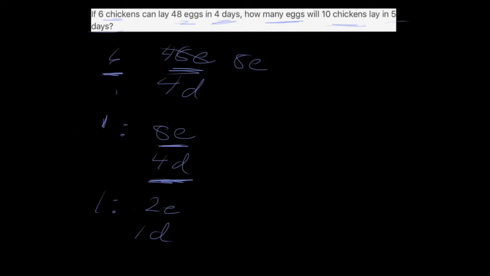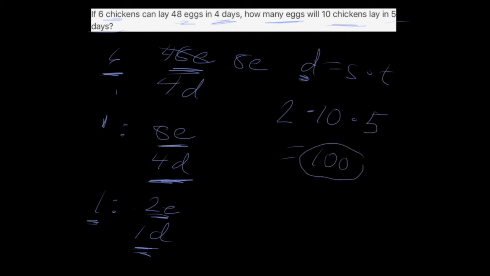Or she, yeah. Okay, so if one chicken in 1 day makes 2 eggs, then we want times 10. So 2, because that's the amount that one chicken can make in a day, times 10, because there's 10 chickens, times 5 days, right? Distance equals speed times time, basically. That's our formula, except in this case, distance is the amount of eggs that he laid, or she laid. Anyway, this is 100, and we've checked our other answer.